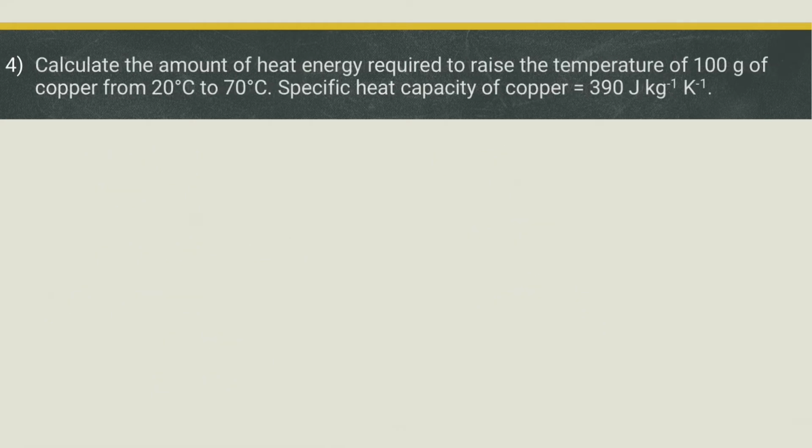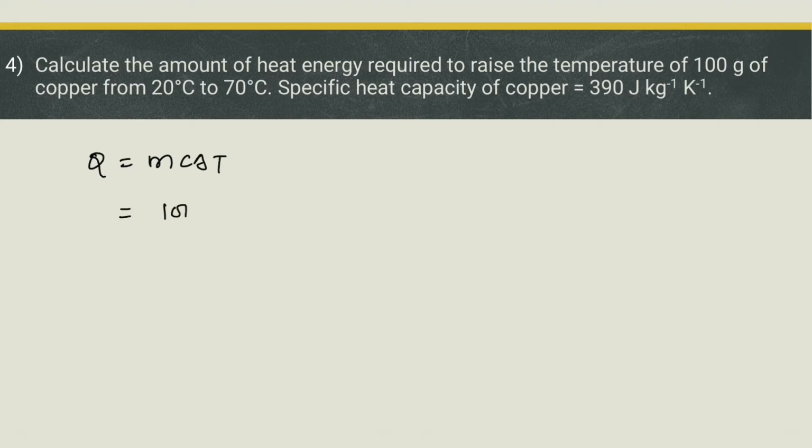Fourth numerical. Calculate the amount of heat energy required to raise the temperature of 100 gram of copper from 20 to 70 degrees Celsius. Specific heat capacity is given. So the amount of heat energy needed is mcΔT, mass times specific heat capacity times delta T.